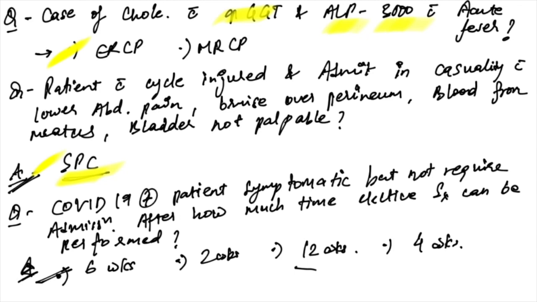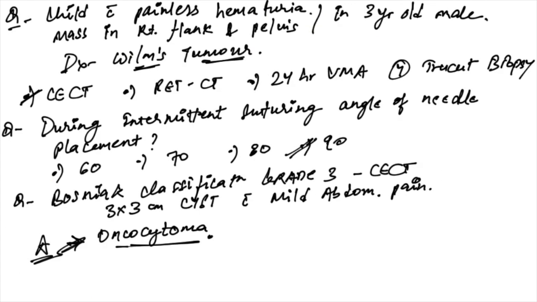Now, a COVID-19 positive patient, symptomatic but not requiring admission in a hospital. After how much time can elective surgery be taken? After 6 weeks the elective surgery can be taken in a COVID positive symptomatic patient. Okay, so this is the answer for that.